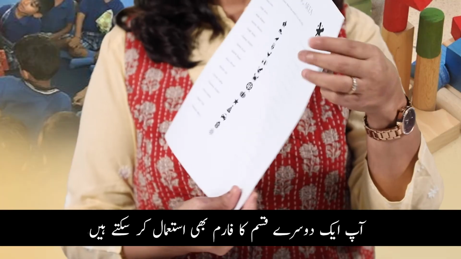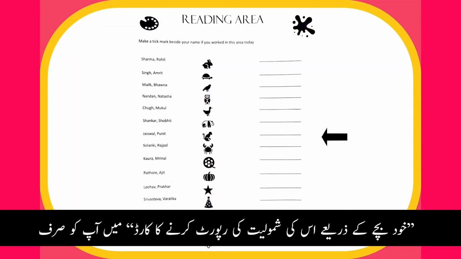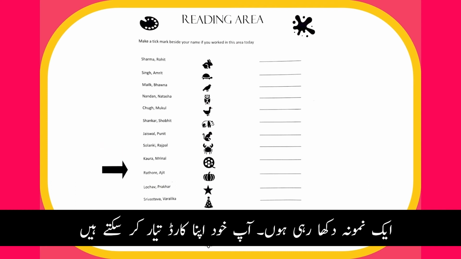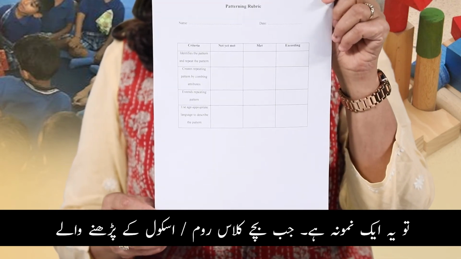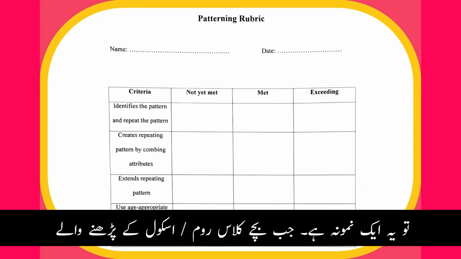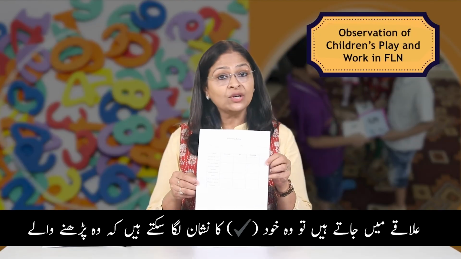See, this is a sample for when the children go to the reading area, and children themselves can tick mark if they have visited the reading area, and on the left side you can see the children's names. Let me show you another assessment sheet for patterning rubric. As I am saying, these are all just samples; you can create your own.